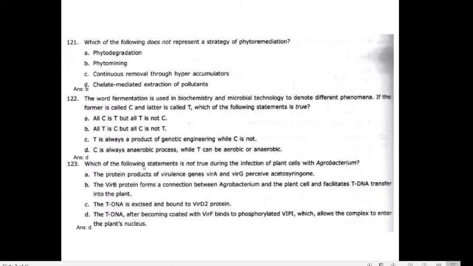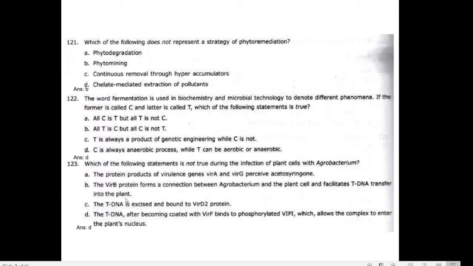So this may be the question in your next CSIR exam, so please listen. The protein products of the virulence genes VirA and VirG precise the X. The Vir protein forms a connection between Agrobacterium and the plant cell and facilitates the T-DNA transfer into the plant. It makes a joining with VirB, a connection which is helpful for the T-DNA transfer into the plant.